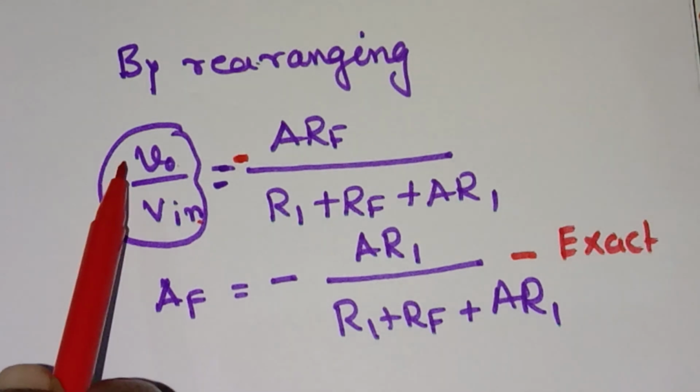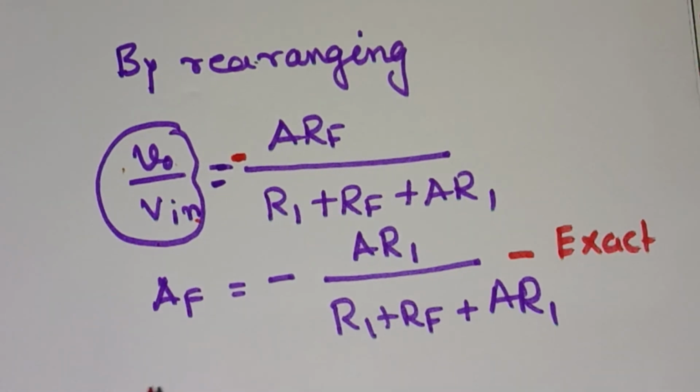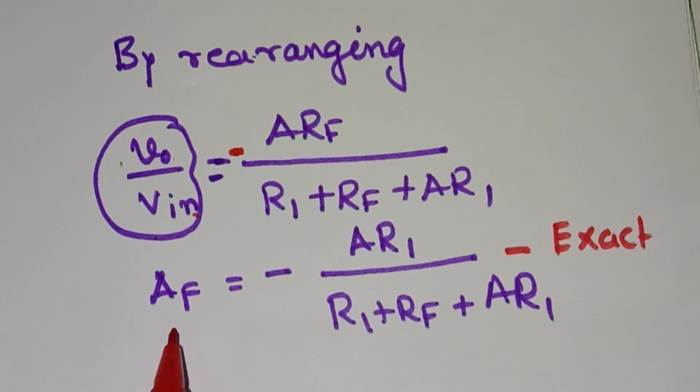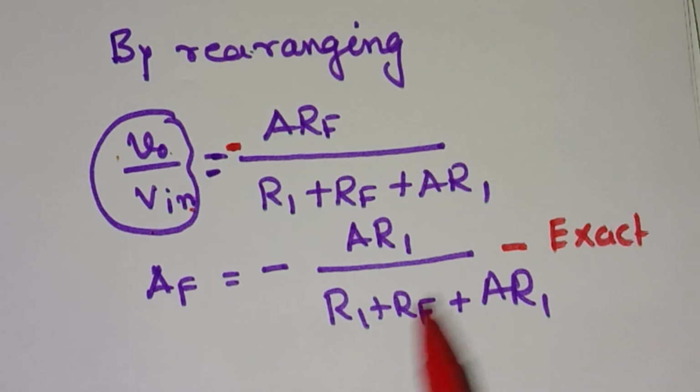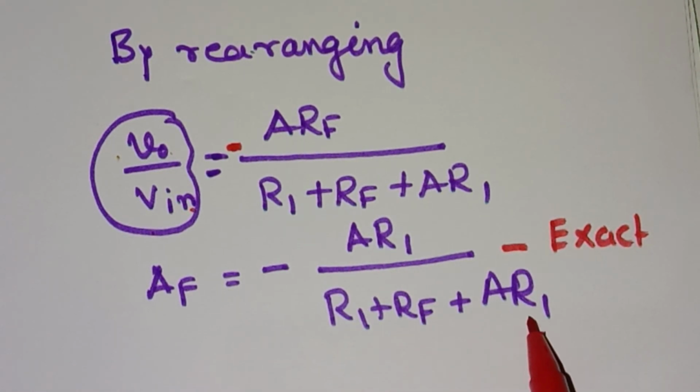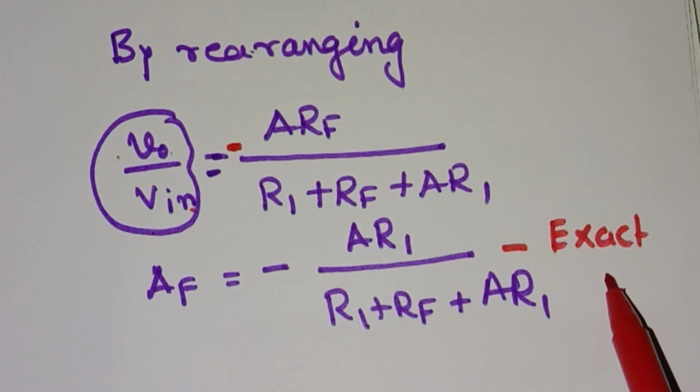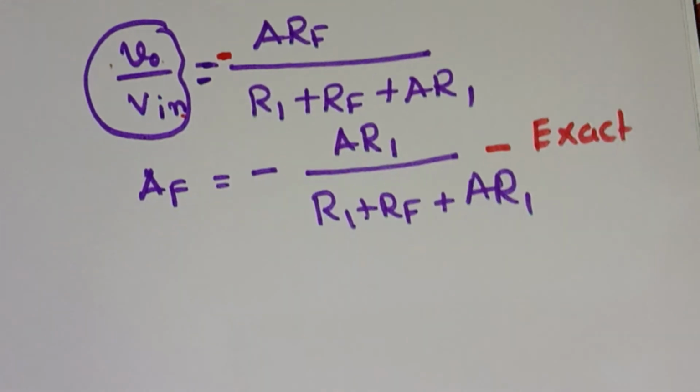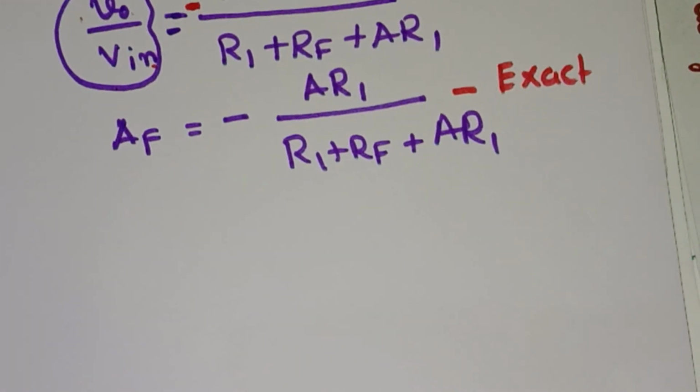And next, we know that Vout divided by Vin is equal to AF, that is, AF is nothing but the gain with feedback amplifier. So finally what you get is minus A times RF divided by R1 plus RF plus A times R1. This is called the exact equation of the inverting amplifier, or the exact equation of the closed loop operational amplifier.